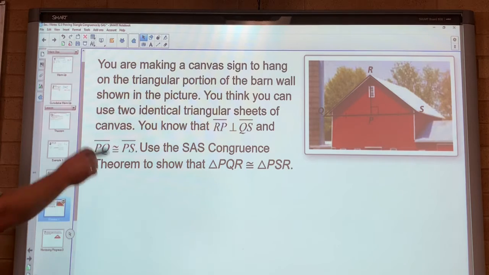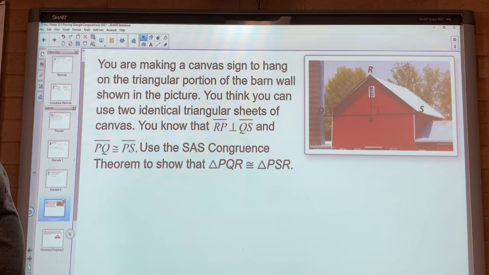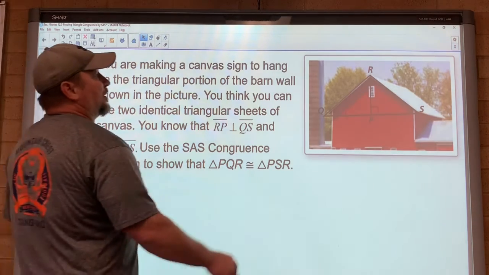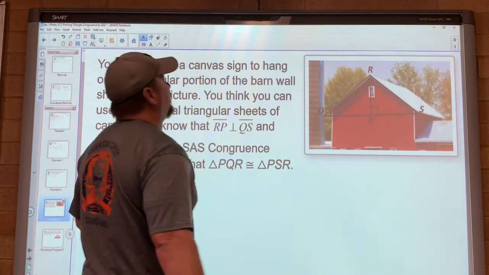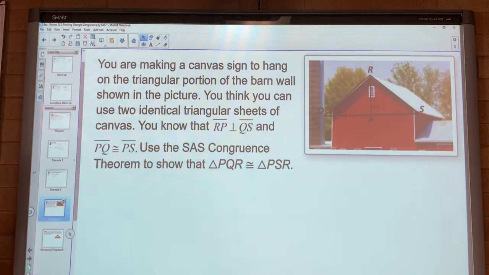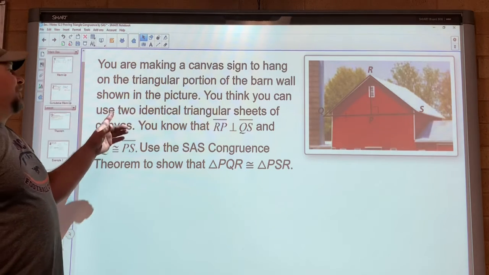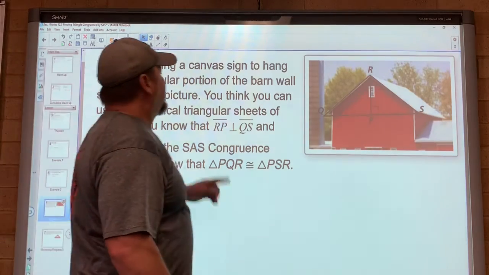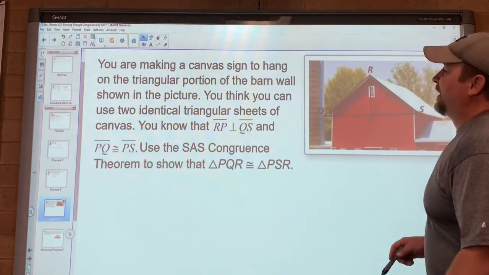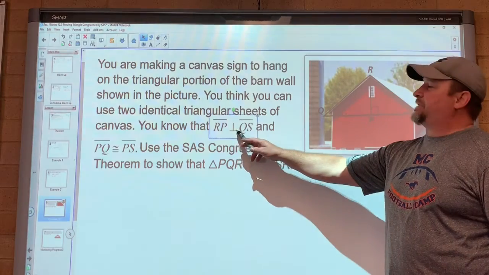Okay, you're going to make a canvas sign to hang on the triangular portion. We're going to make a sign that will go in those triangular portions of the barn shown on the picture. You think you can use 2 identical triangle sheets of canvas. You know that segment RP is perpendicular. That's what that symbol means, the upside down T.